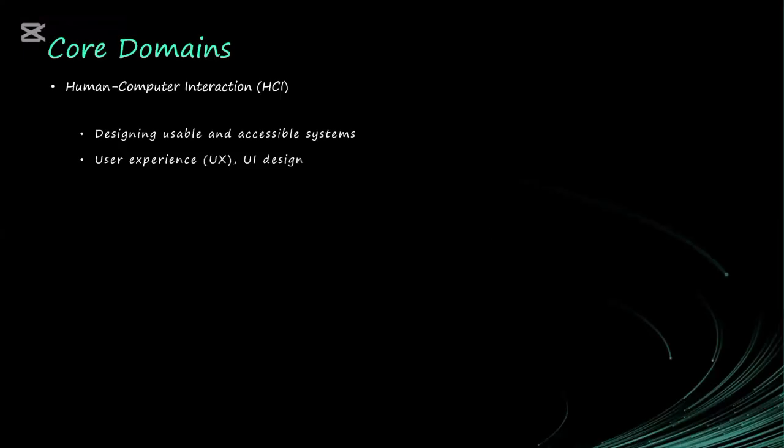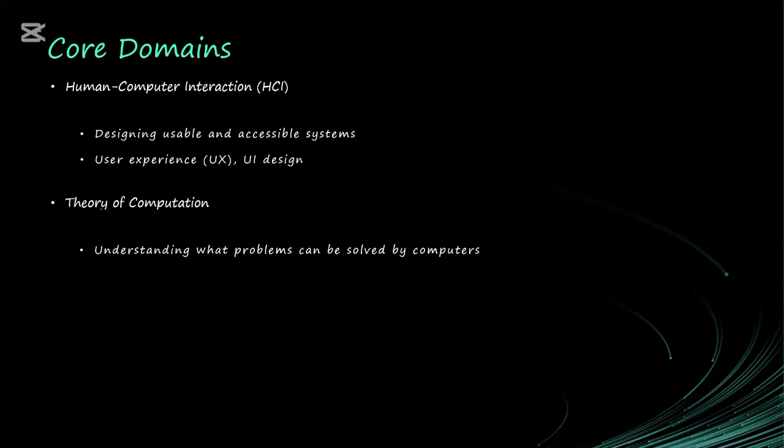All right. So another domain of computer science is theory of computation. Here you need to understand what problems can be solved by computers. Basically, it's not all problems that can be solved by computers. So with the theory of computation, we need to understand what problems can be solved by computers. We also talk about the automata, the Turing machines, and complexity.